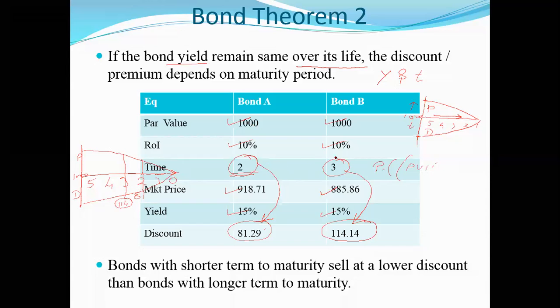Again, how did I arrive at these two figures? I used the same formula, present value interest factor annuity, and then I arrived at this particular answer. There is no rocket science here. I am using only one formula, annuity value and present value, and then arriving at whether I am having a discount or whether I am having a premium. Whatever is the case, the answer is in front of you. Clear? Any doubts in understanding this?